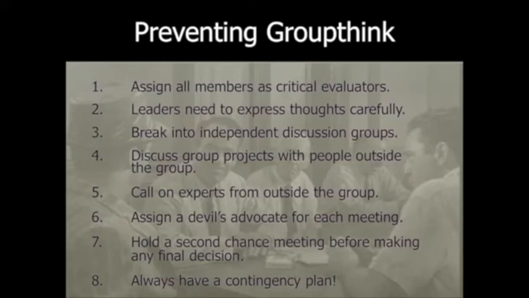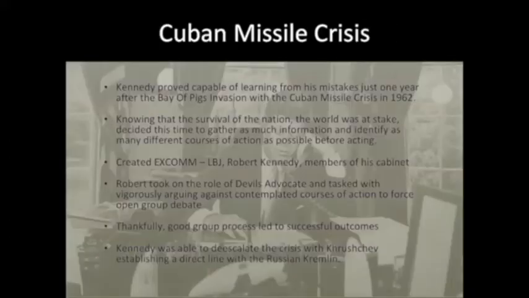Number 7, hold a second chance meeting before making any final decision. That's smart. Like, sleep on it, right? Take a day or two days or a week, and then come back to it and rehash the decision before you make it final. And last but not least, always have a contingency plan. Invariably you see in these groupthink situations where bad things happen that they don't have a backup plan, because they never thought that anything else would be needed because they were right.